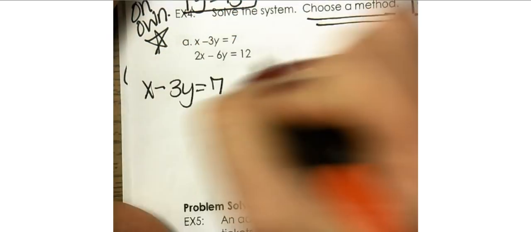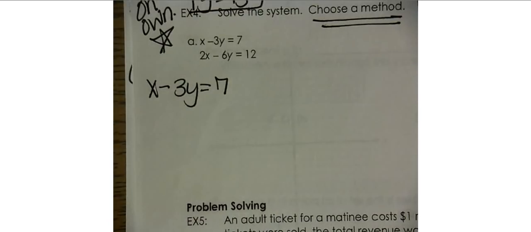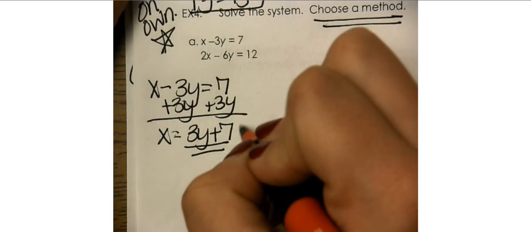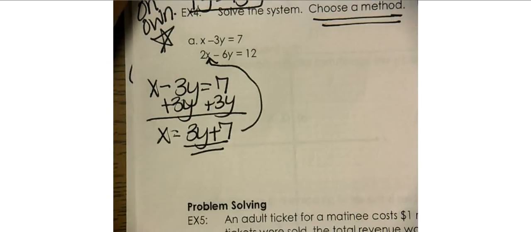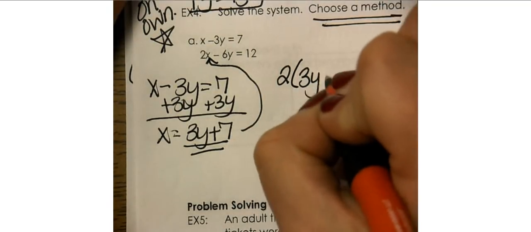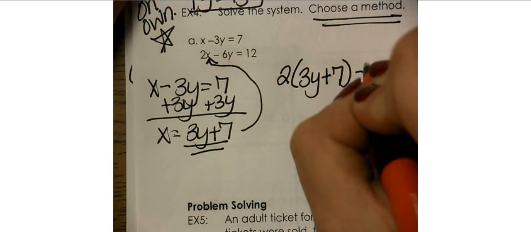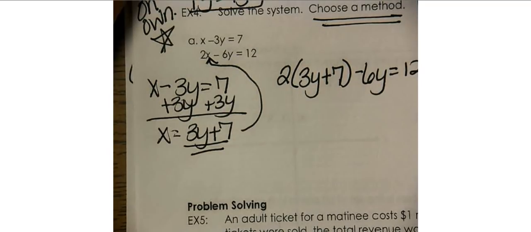And I'm going to write x minus 3y is equal to 7. And I'm going to solve for x by adding 3y to both sides. And I end up with x is equal to 3y plus 7. So now I'm going to substitute 3y plus 7 in for x into the second equation. So that's going to be 2 times (3y plus 7) minus 6y, and that's going to equal 12.